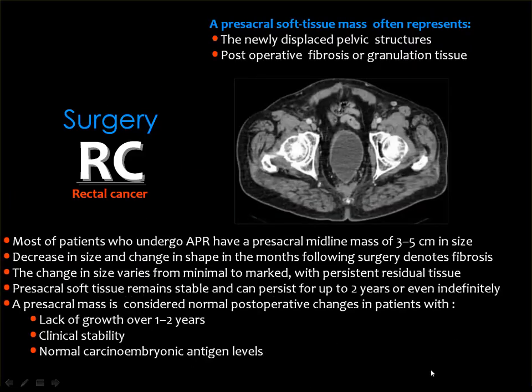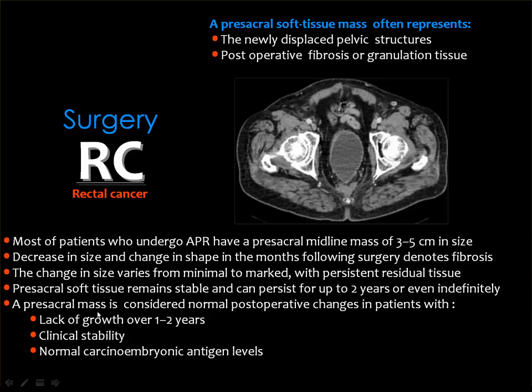Then in this operation, you got permanent colostomy, and the operative field will frequently show this presacral soft tissue mass. This presacral soft tissue mass represents post-operative fibrosis and granulation tissue, and is usually in the range of size between 3 and 5 centimeters. This lesion will decrease in size and shape on follow-up studies. It may remain for up to 2 years or even indefinitely for many years.